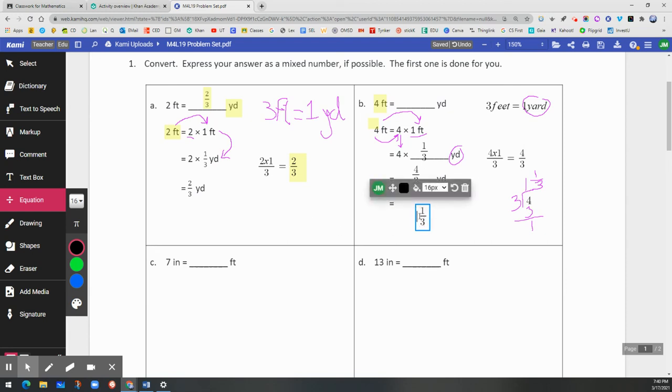Here's the 1 whole. That's going to be 1 yard. So 4 feet equals 1 yard and 1 foot.